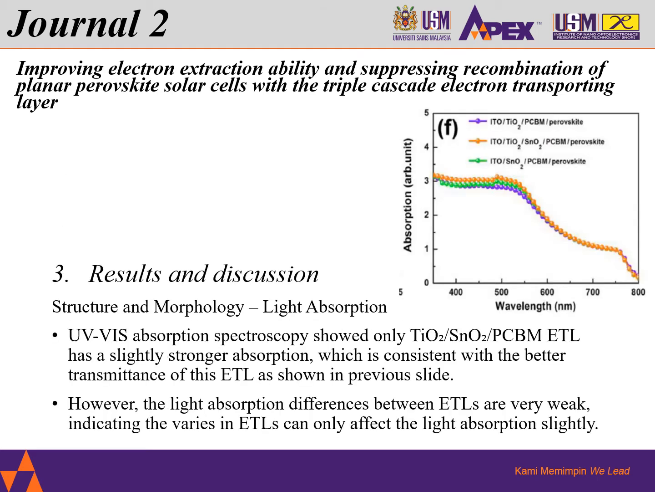After we learned from the previous characterizations that the thin film with the PCBM is having a better light transmittance compared to the one without, we zoom in on the three samples with the PCBM. But from the light absorption spectroscopy, we can see that different ETLs did not show very significant light absorption.